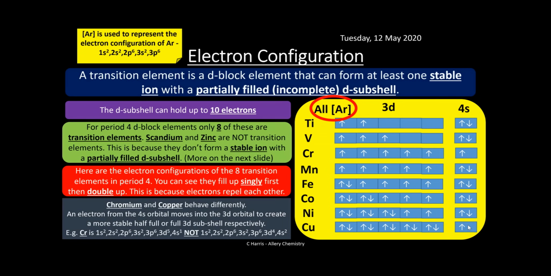So chromium and copper, like I said, behave differently. An electron from the 4s orbital moves into the 3d orbital to create a more stable half-full or full 3d subshell, respectively. So very, very important. You need to know the electron configurations, and they may ask you for the configurations of chromium and copper in particular because of their unusual setup when writing electron configurations. So as long as you're aware of that, that's the main thing.